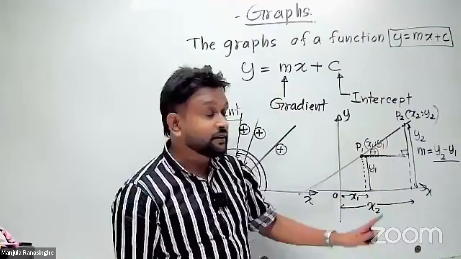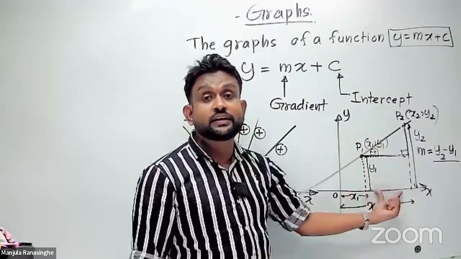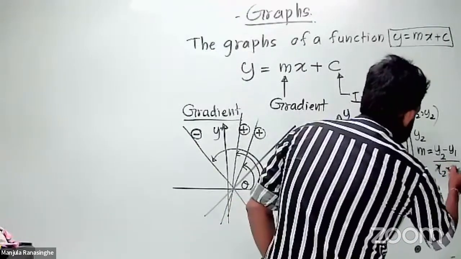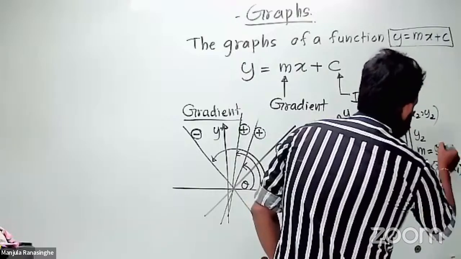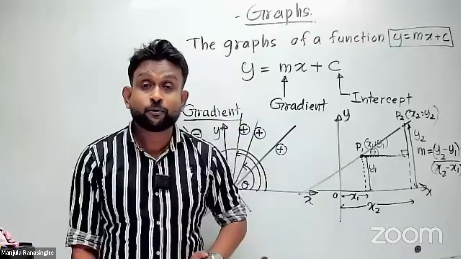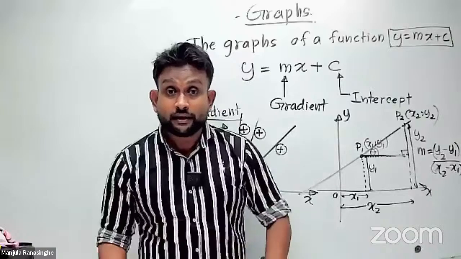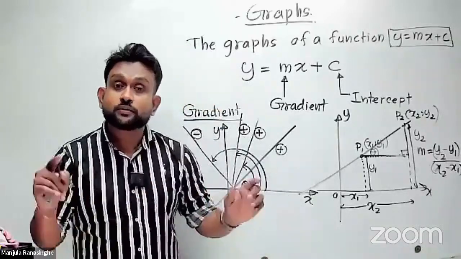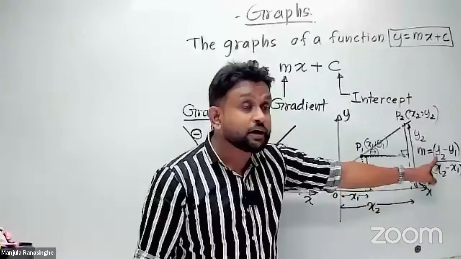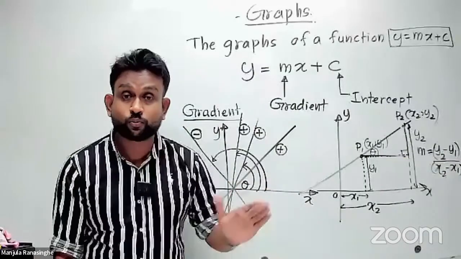So now what is the horizontal length? x2 is the total and here x1. So here x2 minus x1. Okay, fine. So what is the gradient definition now? y2 minus y1 upon x2 minus x1. Simply, when you have two points, how to take the gradient as per this equation? Y coordinate difference divided by the x coordinate difference.